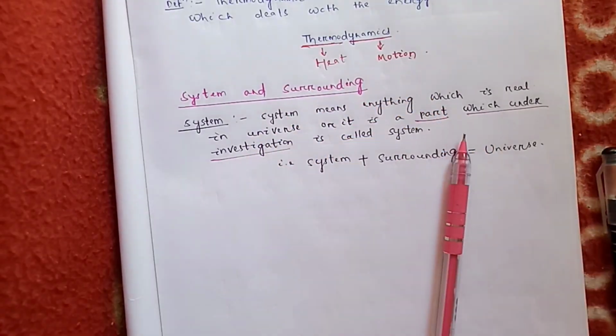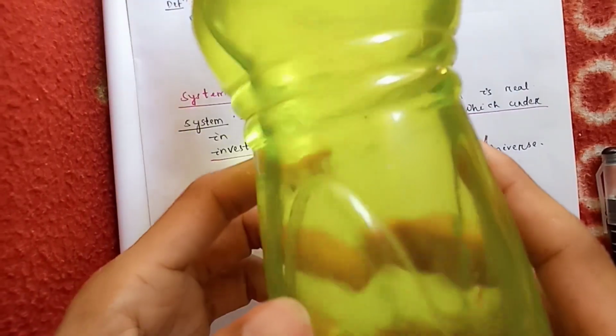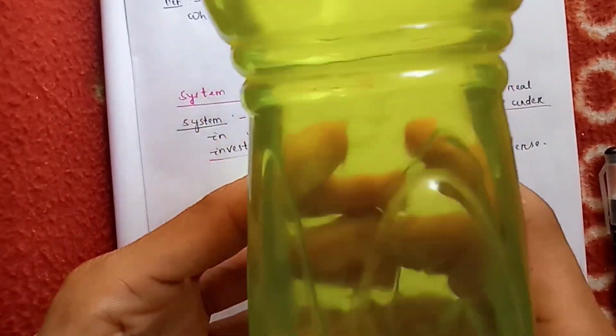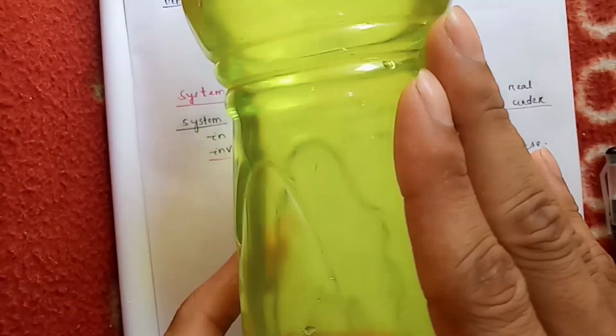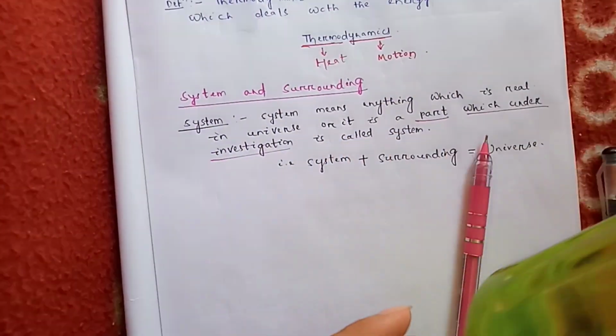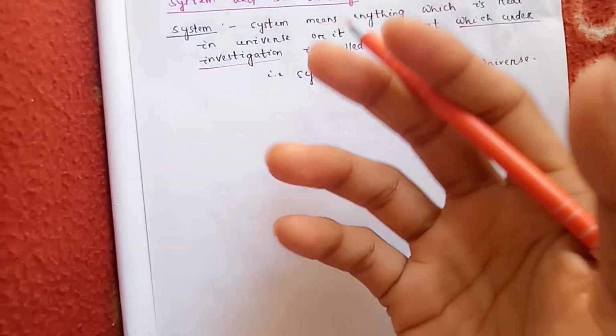Suppose you are studying about this water bottle and I will say to you that find out the temperature and viscosity of water which is present inside this bottle. तो आपका फोकस एंड कंसंट्रेशन कहाँ पर होगा? Obviously water पर. So here the system is not the whole water bottle. The system is only the water which is present inside this bottle and which we are trying to focus on. Understood or not?